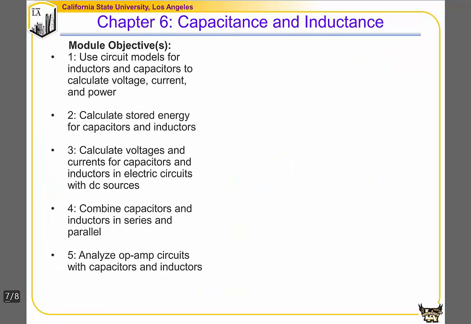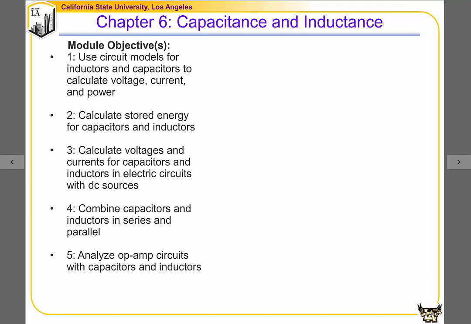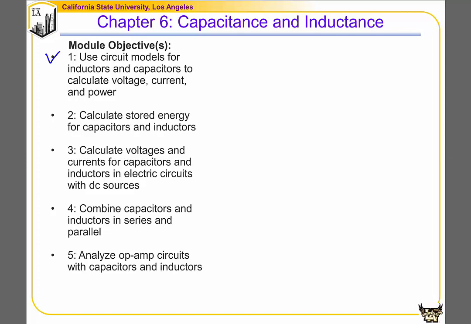So let's look at chapter 6. Chapter 6 talks about capacitance and inductance. The first module objective is to use the circuit models for inductors and capacitors to calculate voltage, current, and power. So these are basic concepts. You need to know the definition of capacitance and inductance, and at the same time the calculation involved. So you just need to know the basic 2 equations for inductors and capacitors.